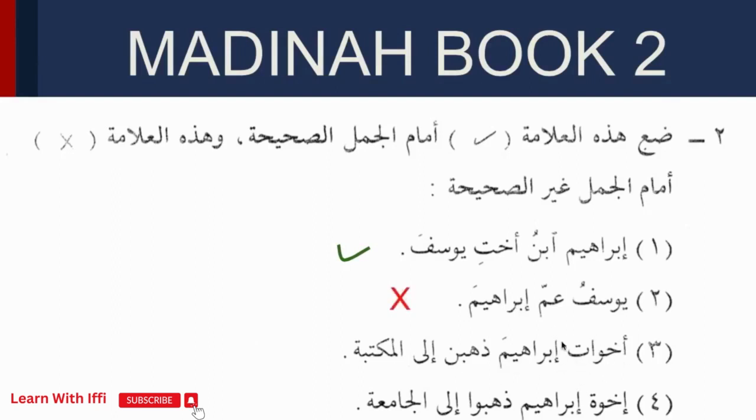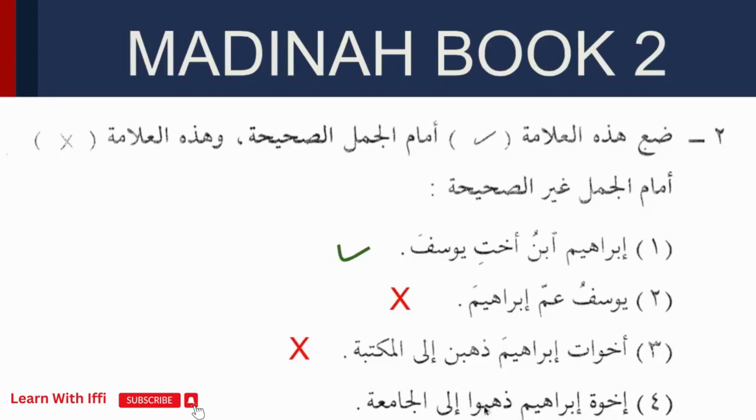So, akhawat Ibrahim. See again here, mudaf and mudaf ilayhi. Diptote, mamnu' min as-sarf, ending with fatha: akhawatu Ibrahima, Ibrahim's sisters. Zahabna. See, noon niswa, this noon represents akhawatu Ibrahim. Ila al-maktaba. Did they go to the maktaba? No, they went to the madrasa. That's wrong. Ikhwatu means brothers. Ikhwatu Ibrahim, again mudaf and mudaf ilayhi.